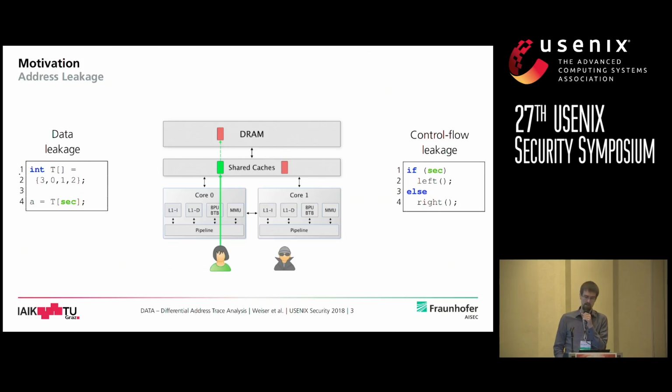So in our example, the secret condition is true, so Alice accesses the left cache line. And the attacker's data, which was previously there, gets displaced to DRAM. So now when the attacker accesses the right cache line, this is a fast access, because data is in the cache. But when he accesses the left cache line, this is slow, because the attacker's data has to be first loaded from DRAM. So by mere timing measurement, the attacker can learn which cache line Alice accessed, and he can infer that the secret condition was true. So this is an example of address leakage, and how you can exploit it via shared caches.